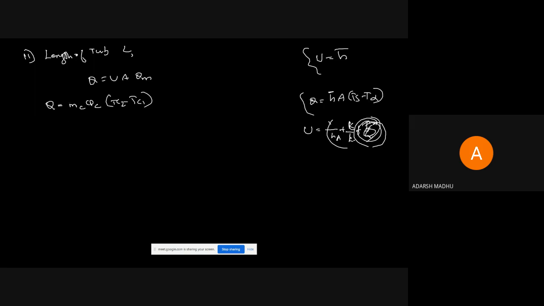Is mc given? m dot c is the mass flow rate, and it is not given. So you know that mass flow rate equal to rho A C. Rho means density, A equals area, and C equals velocity.